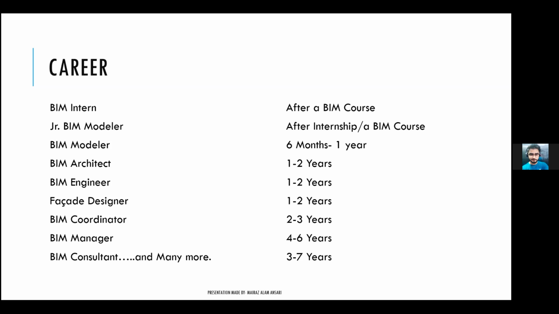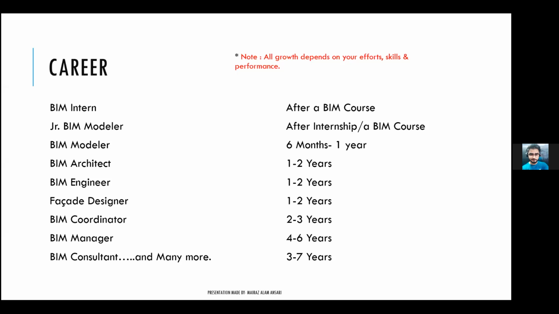The salary of a BIM manager starts from 1 lakh rupees. So within 4 to 6 years, you can even start earning lakhs of rupees per month if you have good skills and put effort into learning things, right? It all depends, as I just mentioned, growth depends on your effort, skill, and performance. So the more effort you put in, the more skills you learn, and the better you perform, the fewer years it will take to grow, right?